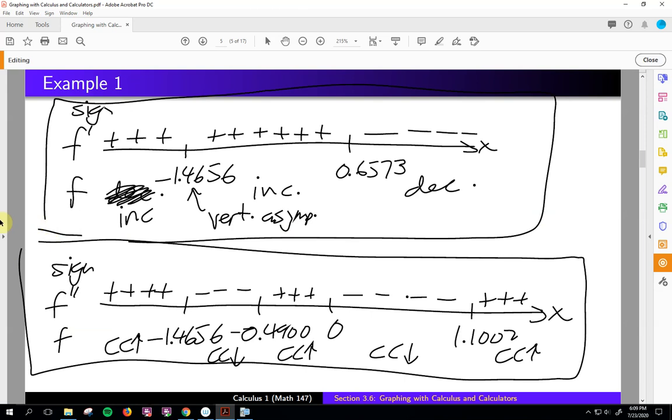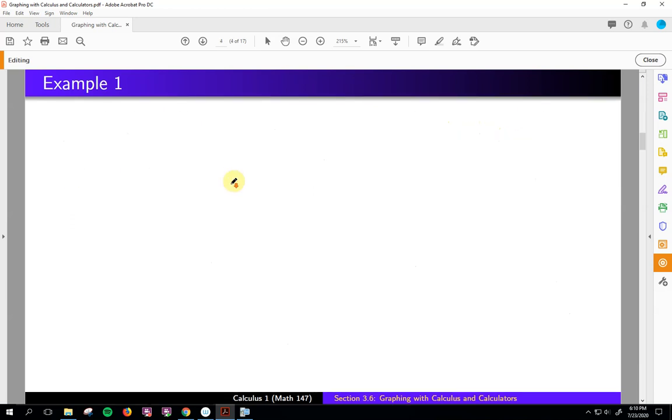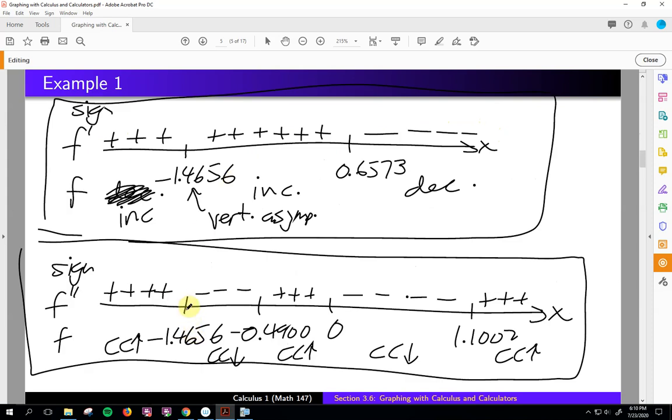There's one other thing that we should do. I don't think we were asked to do this, but this is something that's optional. It says use the graphs of f and f prime and f double prime to estimate the intervals of increase, decrease, extreme values, intervals of concavity, and inflection points. We're going to pick out the key points because what we have here is a whole bunch of inflection points.